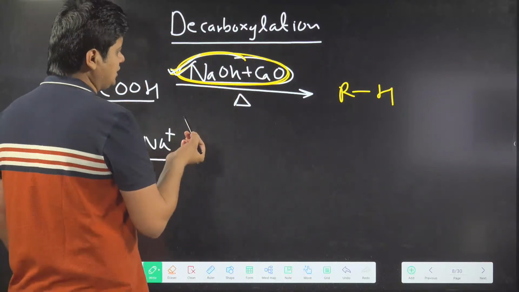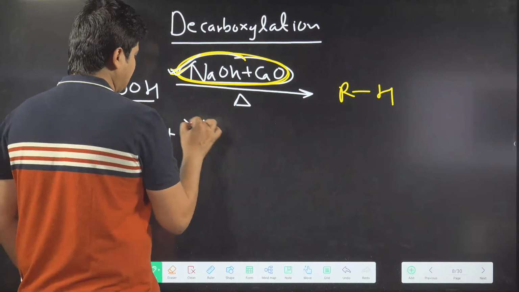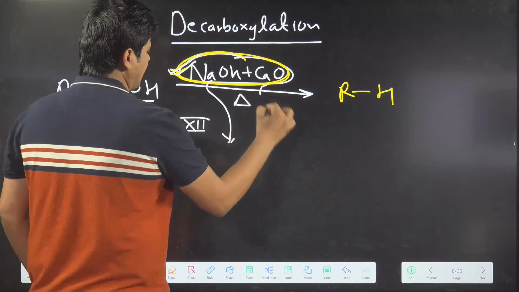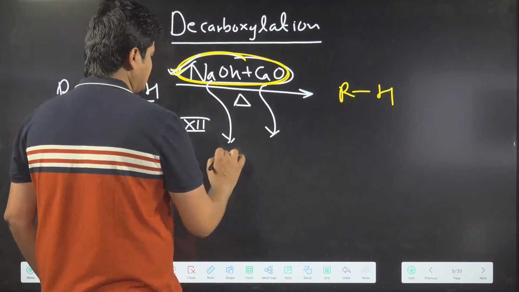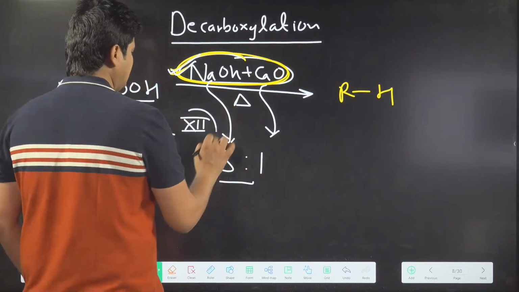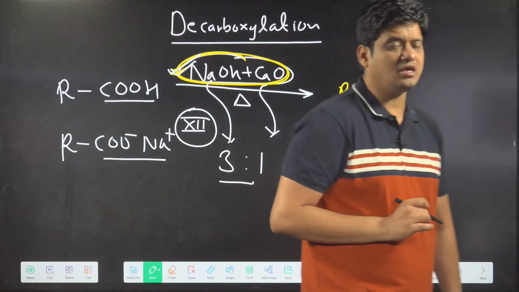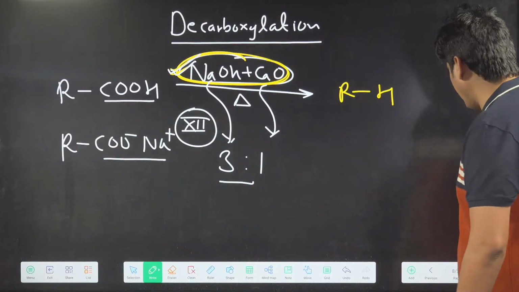One more theoretical question they can ask based on class 12th NCERT: in what proportion are we using NaOH and CaO in decarboxylation reaction? Answer is 3:1. It is in class 12th NCERT. Clear or not? So this is the decarboxylation reaction.